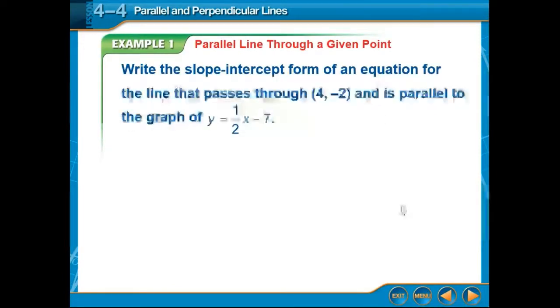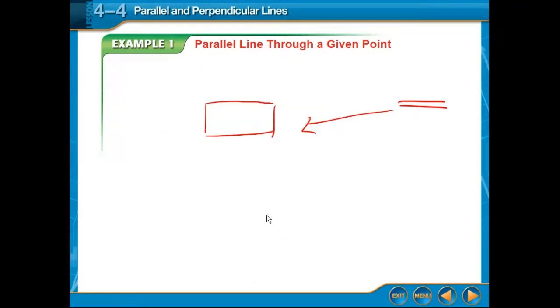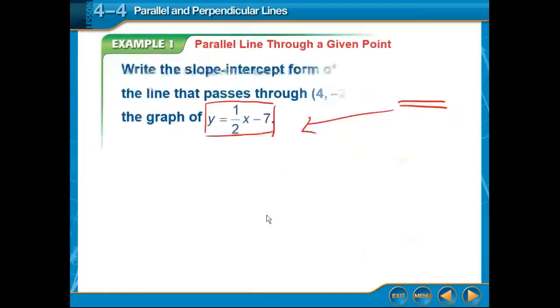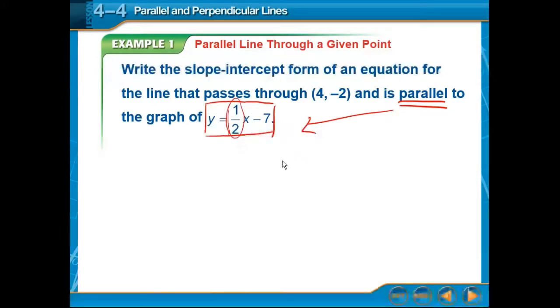Okay, so if I want to write the slope-intercept form of an equation for a line that passes through 4, -2 and parallel to the graph of this, I'm using this information just to find the slope, right? So we're saying that it's parallel to this. If it's parallel to that, what I just said on the last slide is that parallel lines have the same slope. So looking at this, what is the slope of this line? The slope is 1/2. So remember our steps, the first thing to find is slope. So if it's parallel to this line, that means my slope m is going to be 1/2.